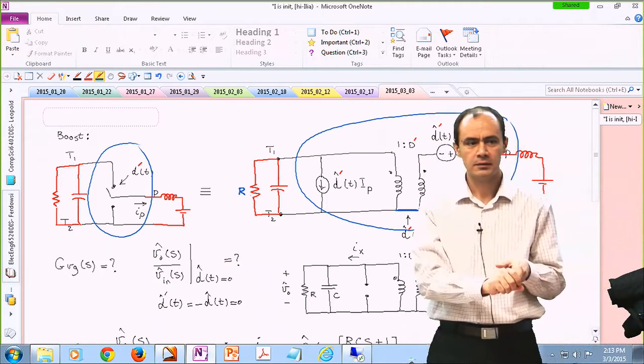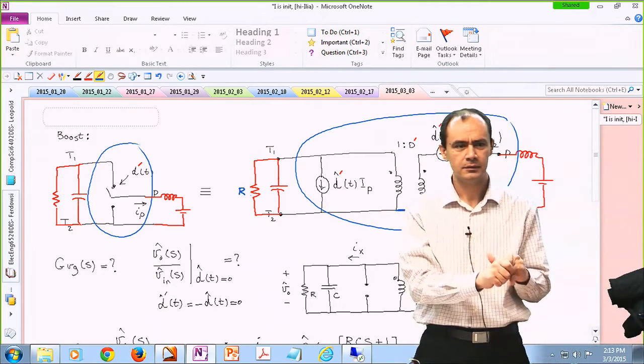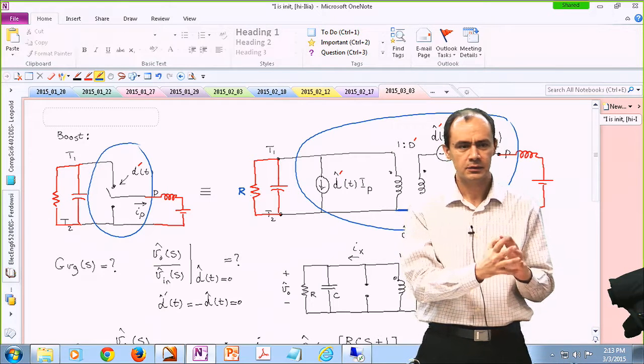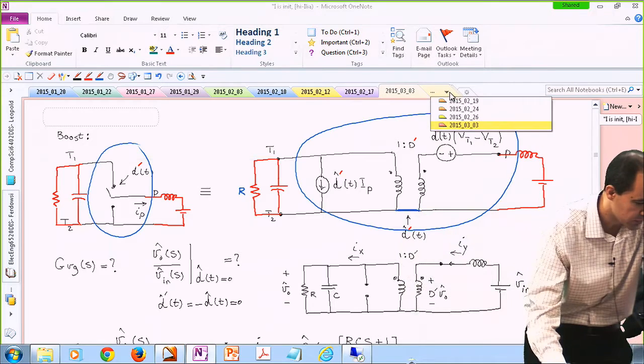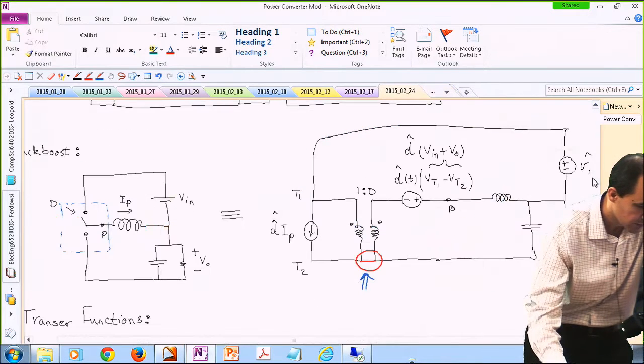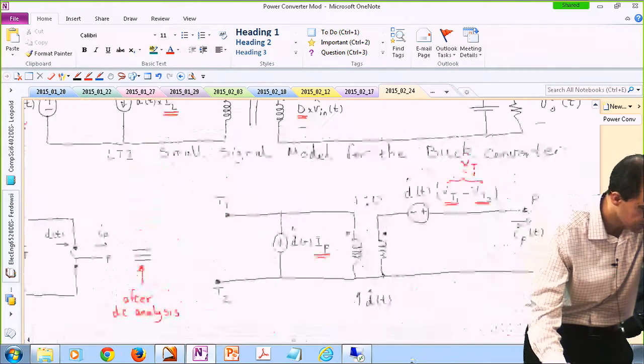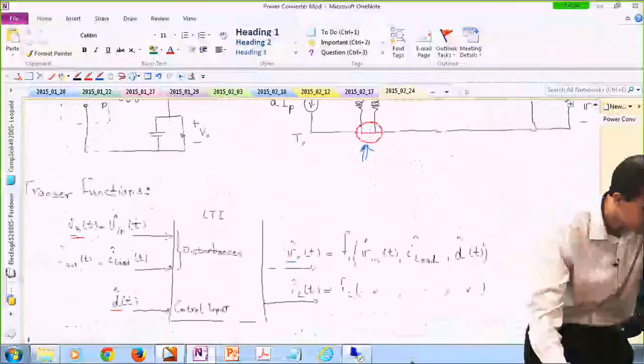Yes? The ratio supposed to be 1 to D to D dash in the buck boost. In the buck boost, the ratio is supposed to be for what transfer function? I think I tabulated them at some point. Let me see if I can find it.